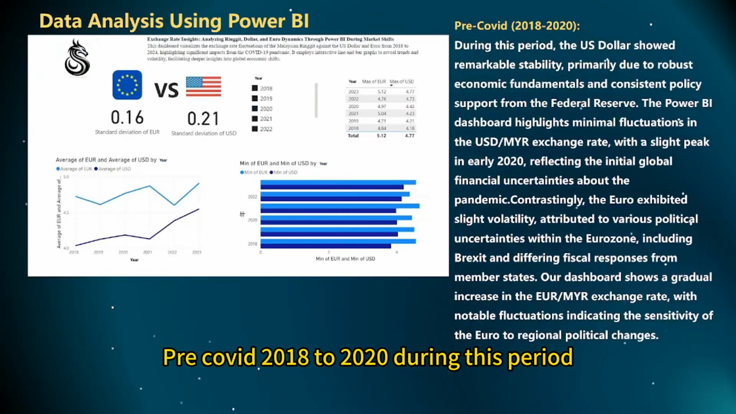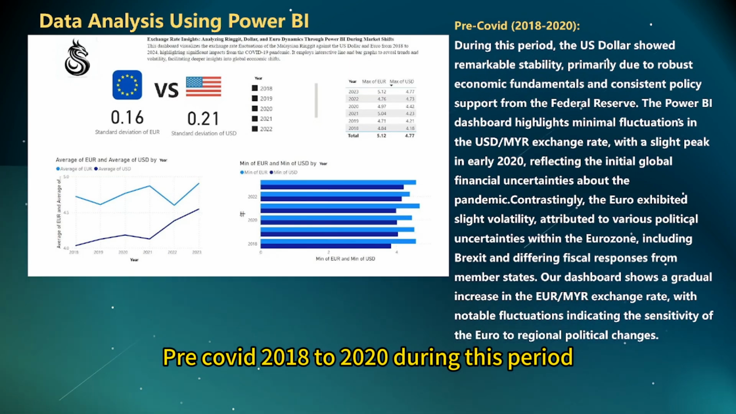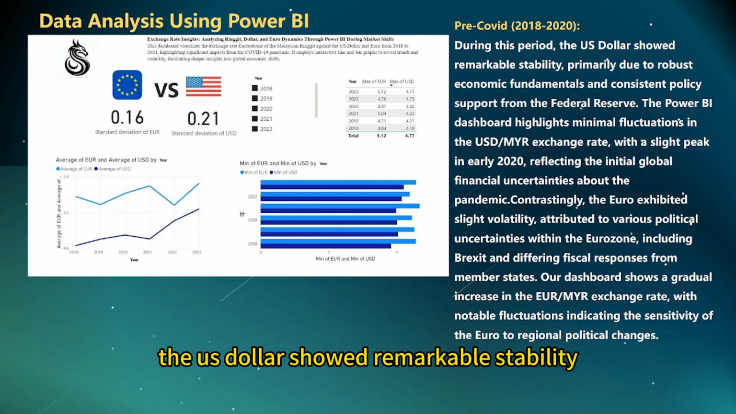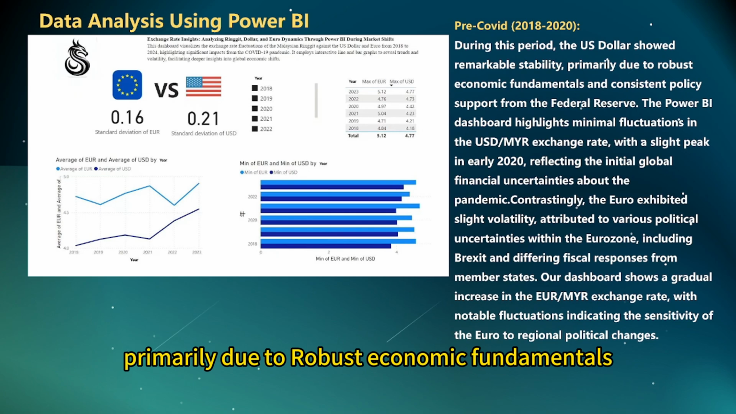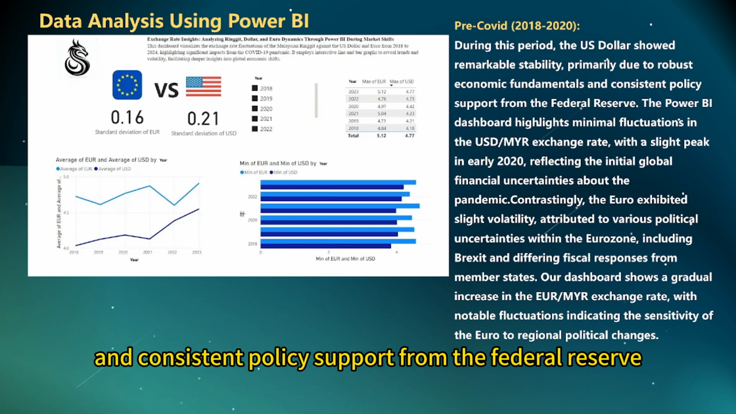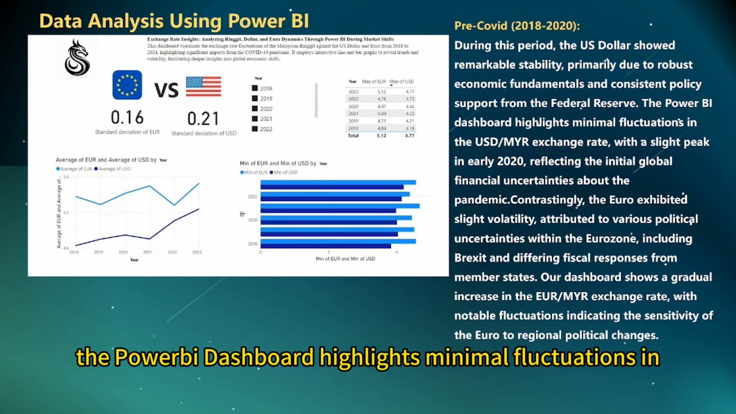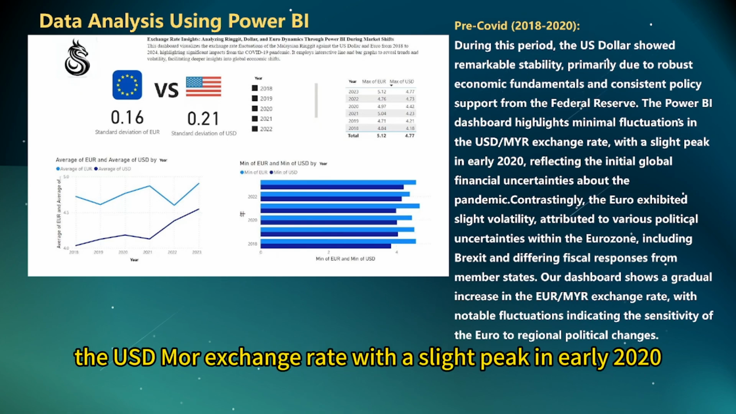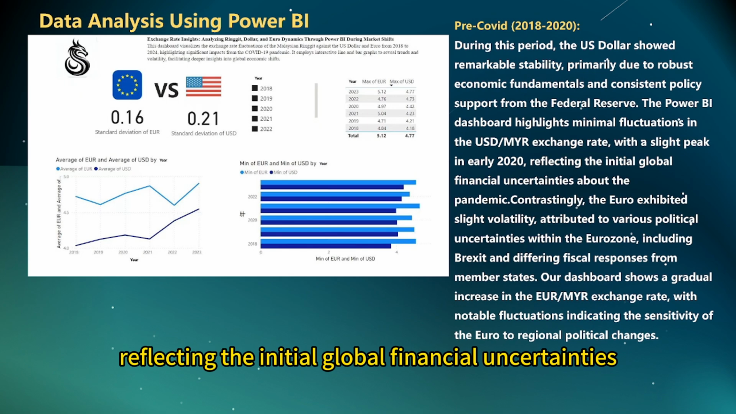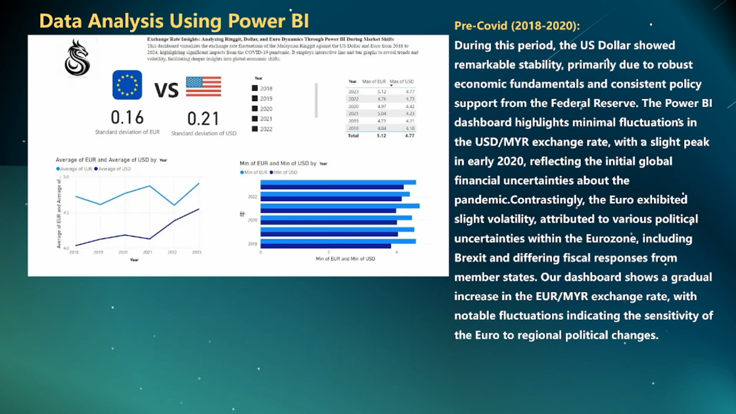Pre-COVID, 2018 to 2020. During this period, the US dollar showed remarkable stability, primarily due to robust economic fundamentals and consistent policy support from the Federal Reserve. The Power BI dashboard highlights minimal fluctuations in the USD/MYR exchange rate, with a slight peak in early 2020, reflecting the initial global financial uncertainties about the pandemic.